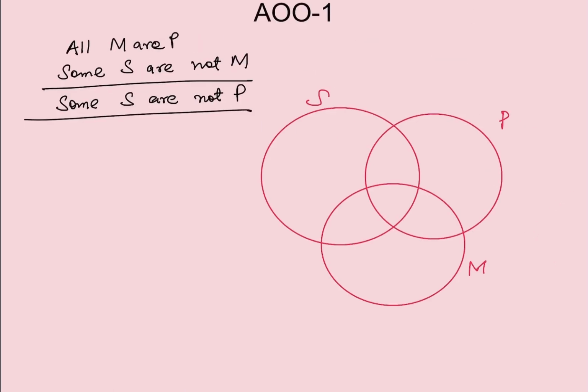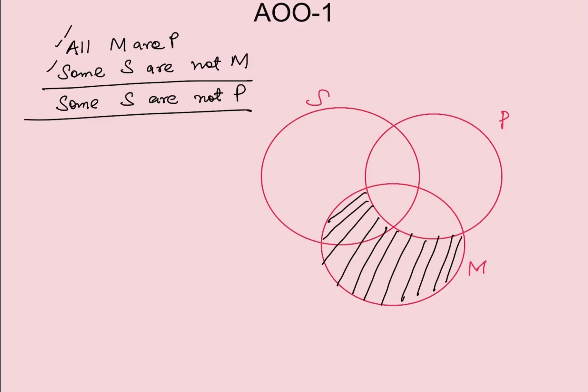Now let's move to the next question where we have AOO first figure. Again universal particular universal. So again universal में आपका आ जाता है M और P. So यहाँ पे M वाला part पूरा आपका shade हो जाएगा. So again be careful, पूरा part shade करना है आपको. And some S are not M. Now again S आपके पास है, M आपके पास है. And then it can be here, it can be here.